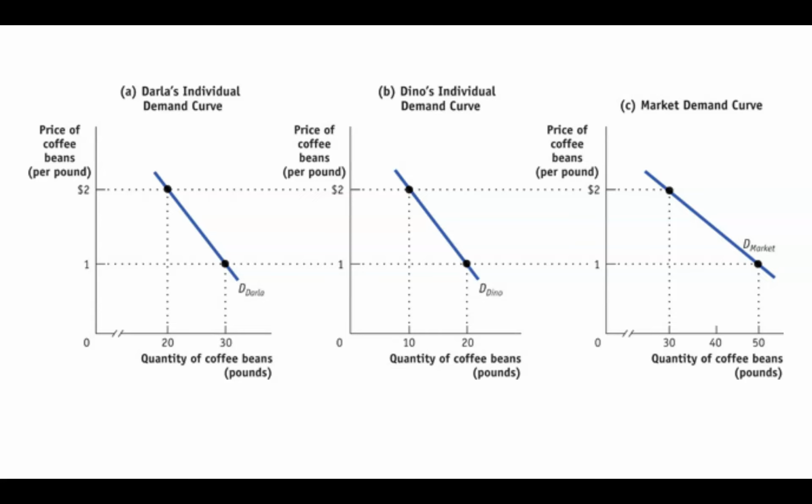So if the market is only Darla, then a price of $2 for coffee leads to 20 pounds of coffee beans. But if the market is Darla and Dino, then at $2, Darla wants 20, Dino wants 10, so the market demand curve is 30. So we see that as we add consumers, we see a right shift in the market demand curve.